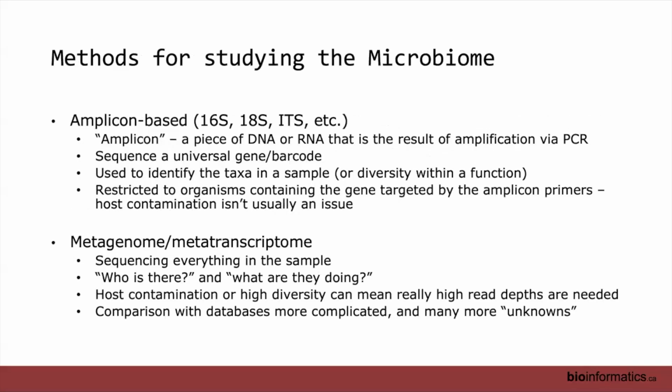Moving on to methods for studying the microbiome. We divide these into two major topics: amplicon-based, and metagenome or metatranscriptome-based. For amplicon-based, we're typically looking at 16S, 18S, or ITS, but I will talk about a couple of other genes that are typically used as well. An amplicon is a piece of DNA or RNA that is the result of amplification via PCR. We're typically wanting to sequence a universal gene or barcode, something that we're going to find in a lot of different organisms, so that we're able to get information about our community.